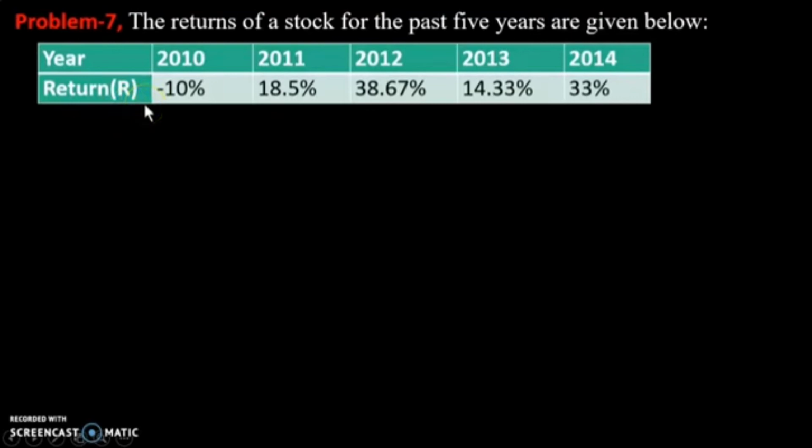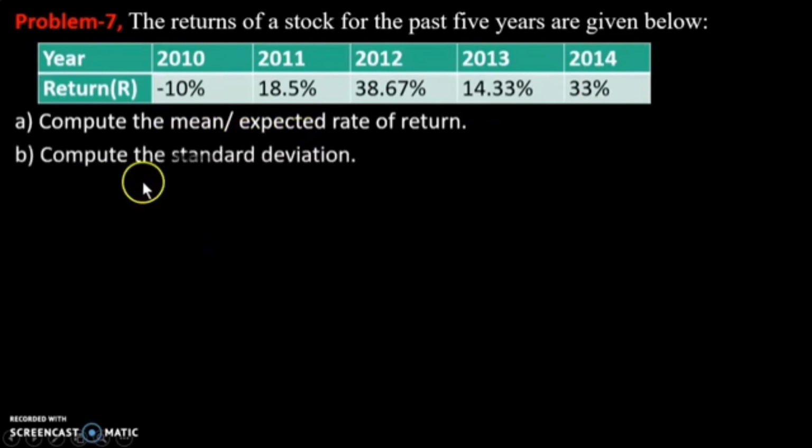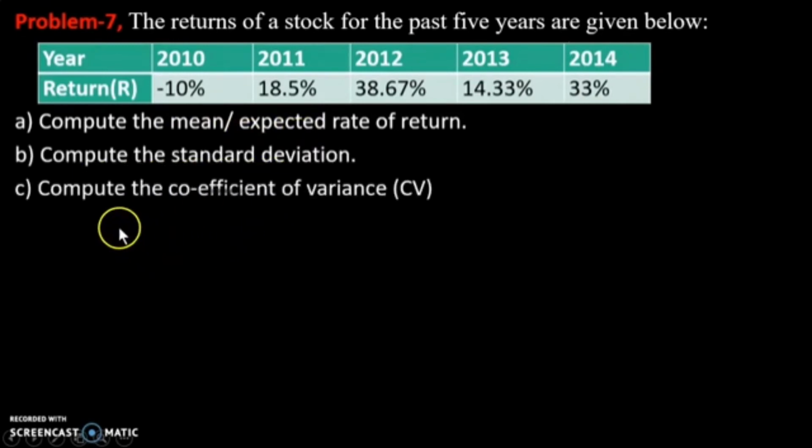This is the question: year 2010 return minus 10%, 2011 return 18.5%, 2012 return 38.67%, 2013 14.33% and 2014 33%. First, we compute the mean or expected return. Second, we compute the standard deviation. Third, we compute the coefficient of variation. And last we compute the variance. We also learned this in the previous lecture.